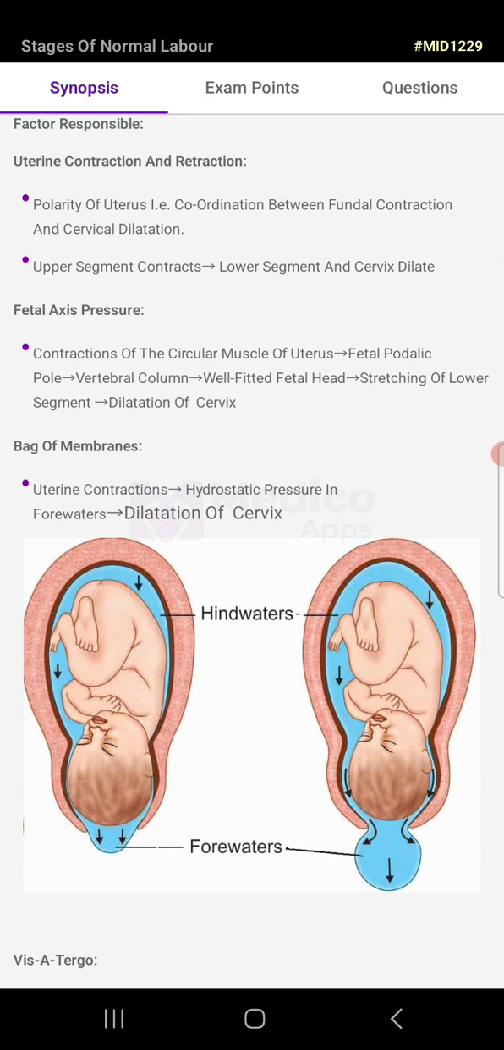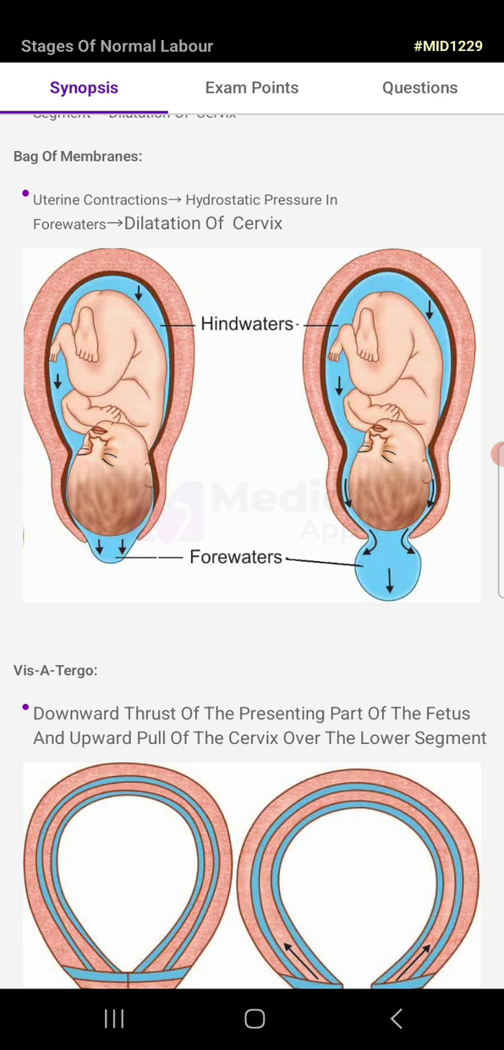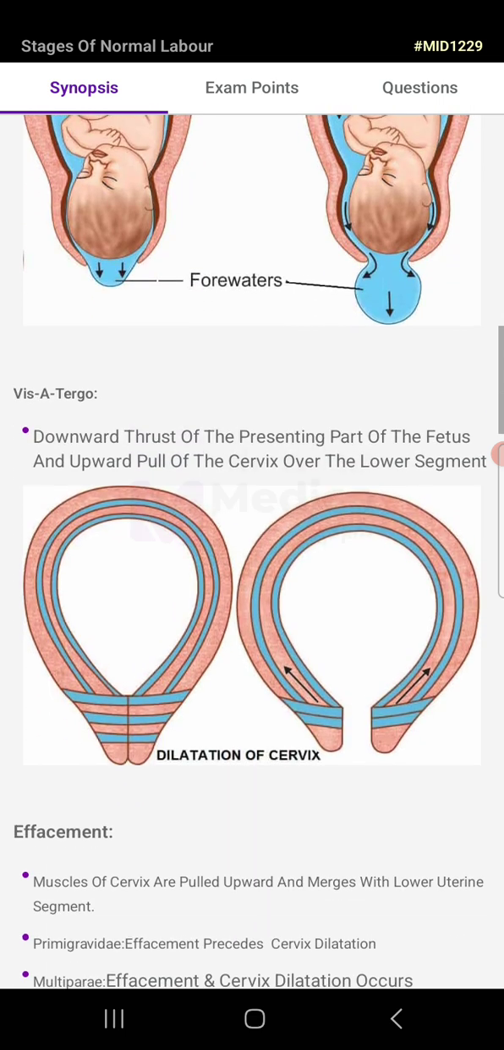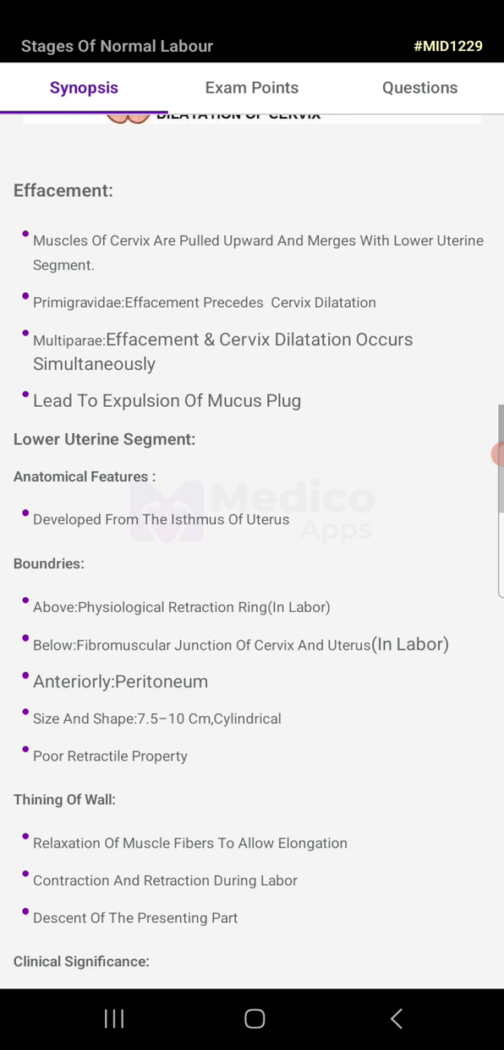Uterine contraction, hydrostatic pressure in the forewaters, dilation of the cervix. Downward thrust of the presenting part of the fetus and upward pull of the cervix over the lower segment. Effacement: muscles of the cervix are pulled upward and merge with the lower uterine segment. In primigravidae, effacement precedes cervical dilation. In multipara, effacement and cervical dilation occur simultaneously, leading to the expulsion of the mucus plug.